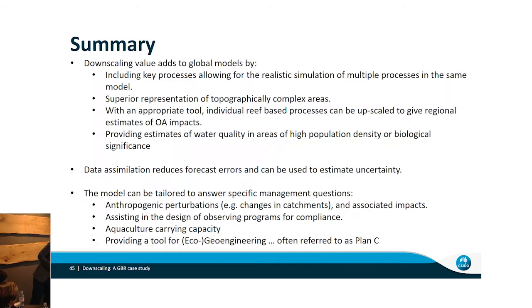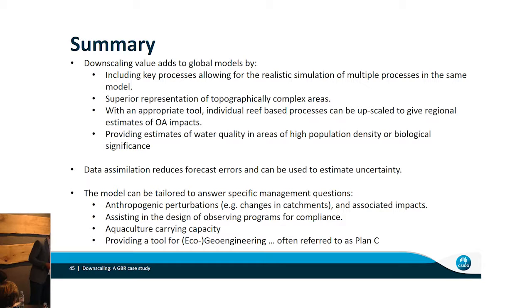So in summary, the downscaling is useful for a number of reasons, primarily allowing us to increase the process complexity. We can use this to quantify the ocean acidification impacts, and the fact that data assimilation, the way we've introduced the observations to the model, is able to reduce forecast errors across all the state variables that we've looked at so far is a particularly encouraging sign. And the output of this model can be tailored to answer some very specific management questions.